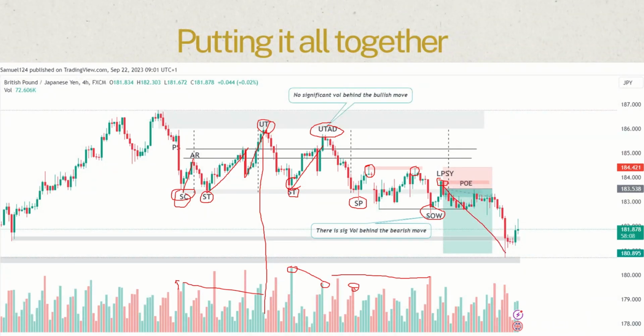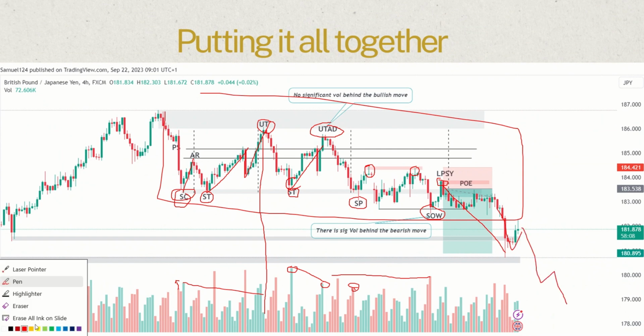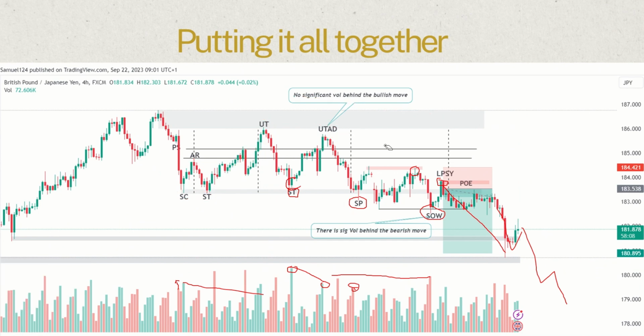The market is still going to go down, because after a distribution phase, we should have a significant downward move. This is just the first part of the move. We still need to see more move to the downside. So this is the summary of how to identify institutional footprint using Wyckoff analysis.